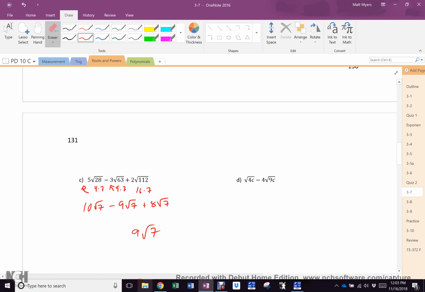What is the square root of 4 times c? 2 root c. What is the square root of 9c? Out will come a 3. What was already there? 4. So what's the answer? Negative 12 root c. Are those radicands the same? Damn Skippy. What's 2 minus 12? Negative 10 root c. C, not 3, you idiot.